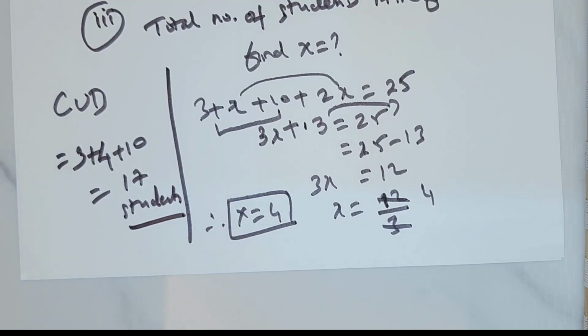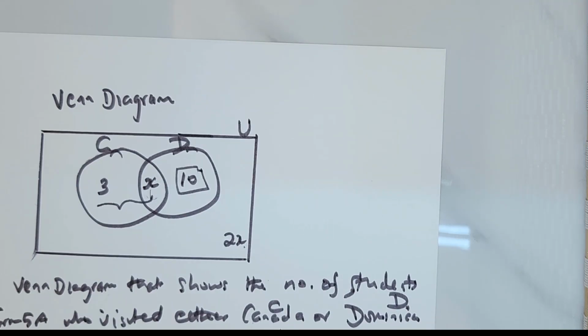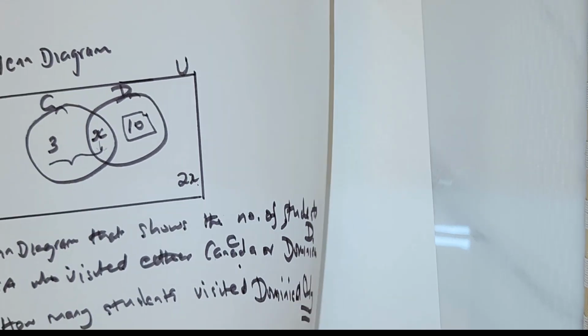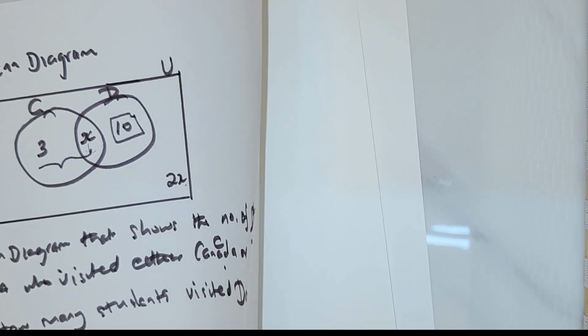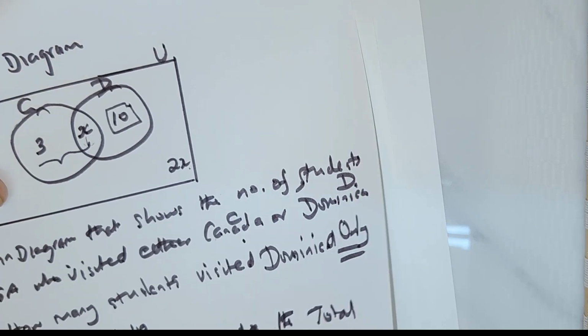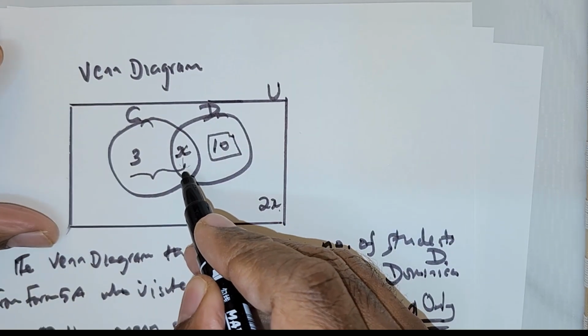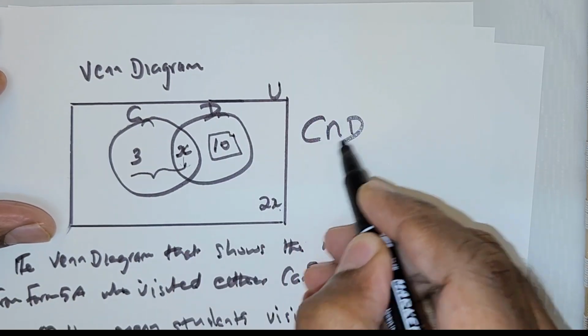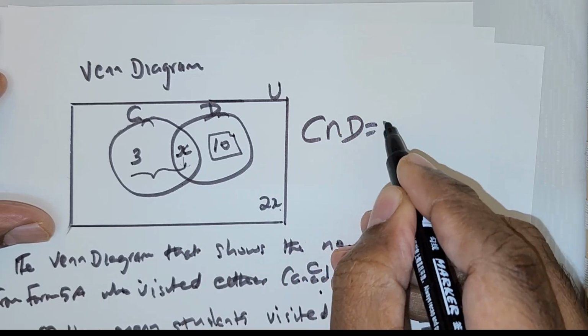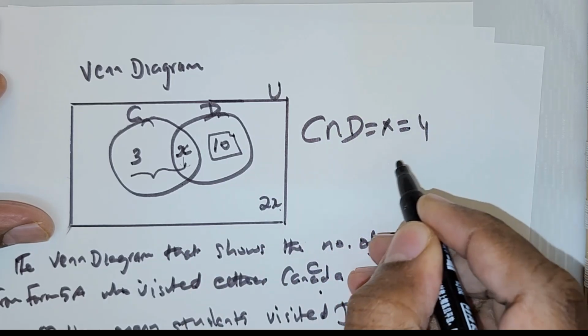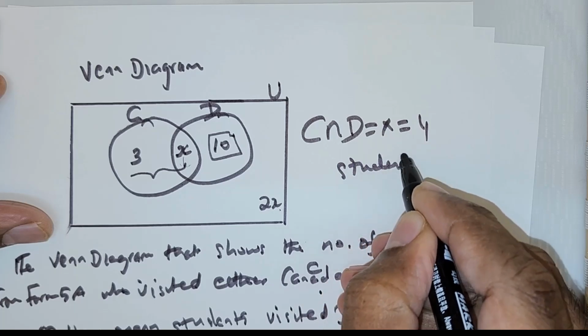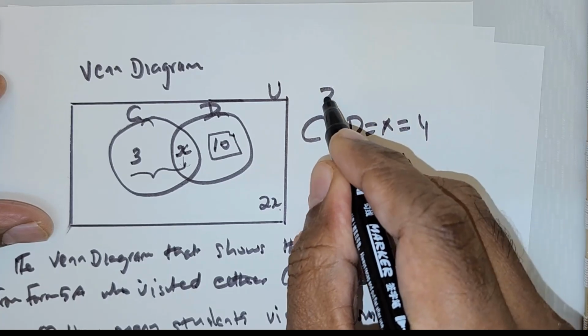Okay. The next question wants us to find C intersection D. Now what is C intersection D? C intersection D is clearly x, which is nothing but 4 students. Okay, that's the second question.